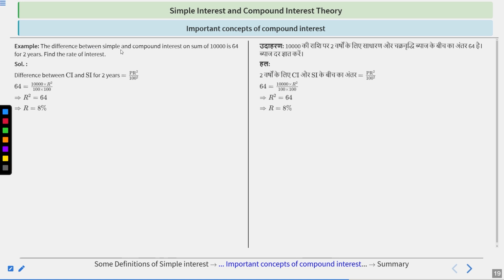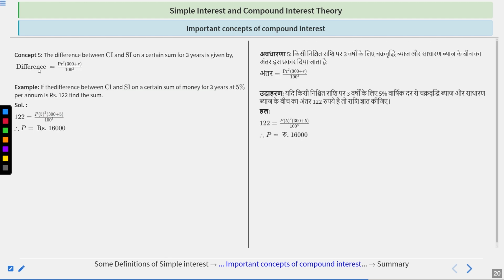Example: the difference between simple and compound interest on a sum of 10,000 rupees is 64 for 2 years. Find the rate of interest. The difference between CI and SI for 2 years, what is the formula? The formula is PR square upon 100 square. We know that the difference is 64, it is given in the question. So we just put the values in this equation: 64 equals 10,000 multiplied by R square upon 100 into 100. When we calculate it, we get the value of R, which is 8% per annum. Clear?